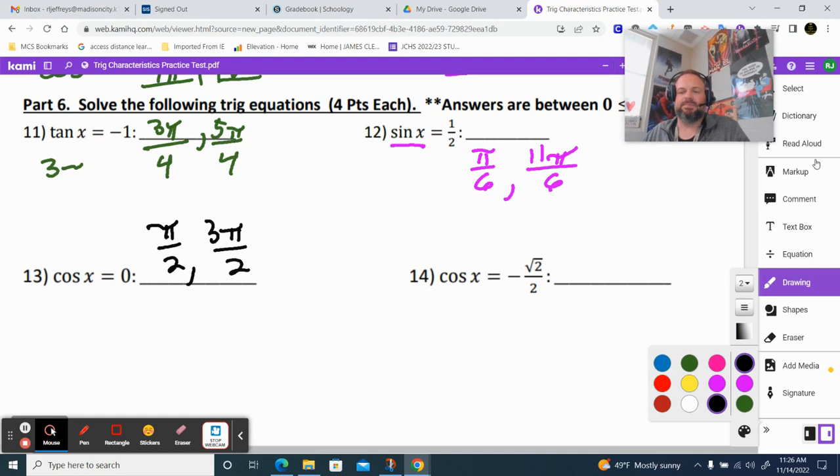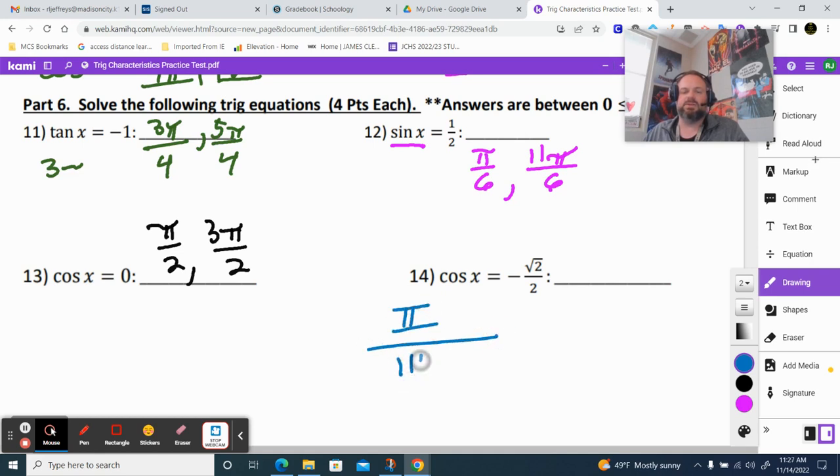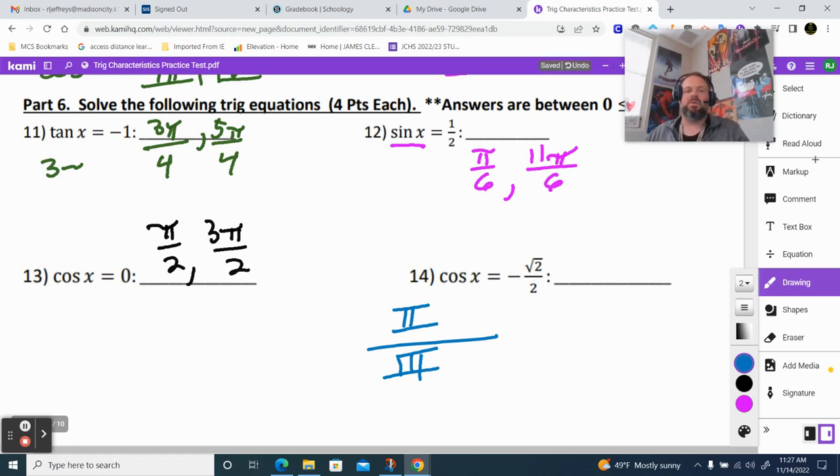All right. Cosine is negative. That means this is in our second or third quadrant. Okay. It's going to have a pi over 4 on it. I wonder if it's similar to this right here. It is. We have 3 pi over 4 and 5 pi over 4. Okay.